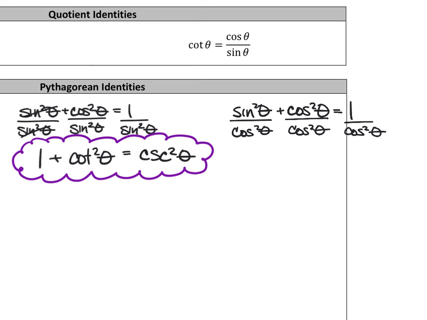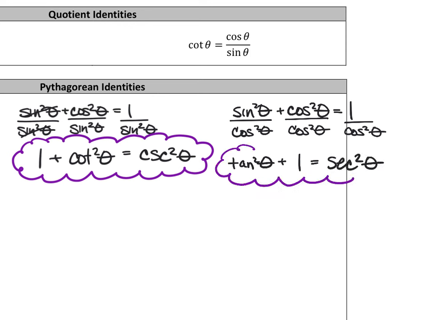What is sine over cosine? Tangent. So that first fraction becomes tangent squared of theta. What is cosine divided by cosine? 1. And then 1 over cosine is the definition of what? Secant. So this becomes secant squared of theta. This is our third Pythagorean identity.